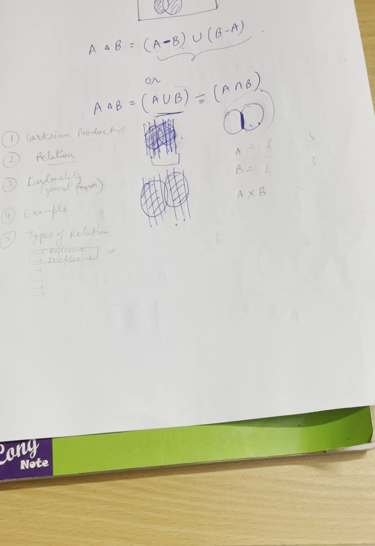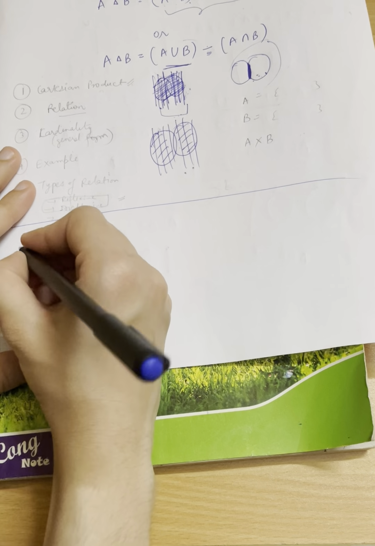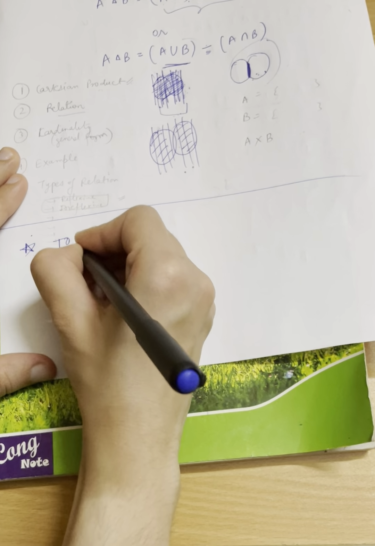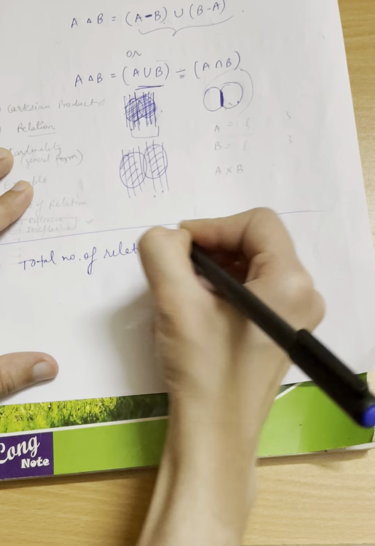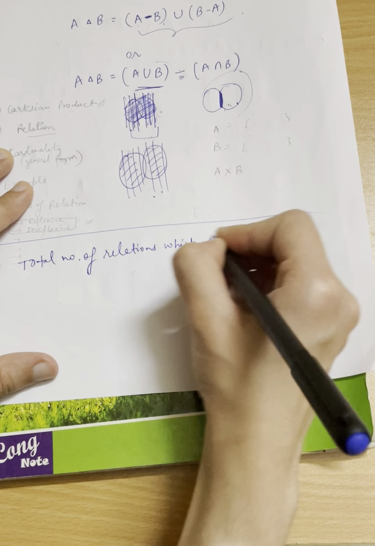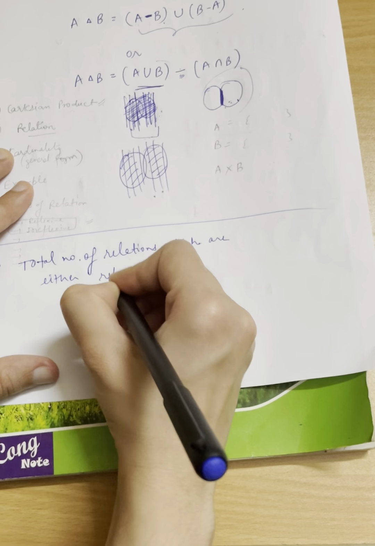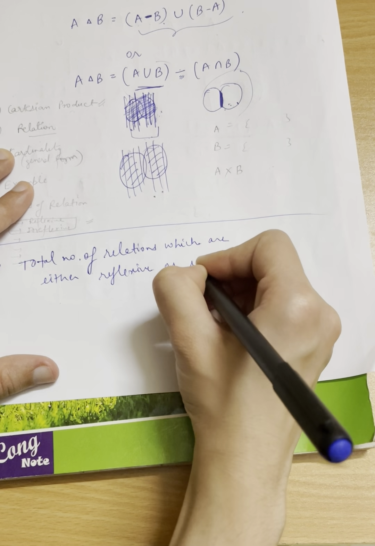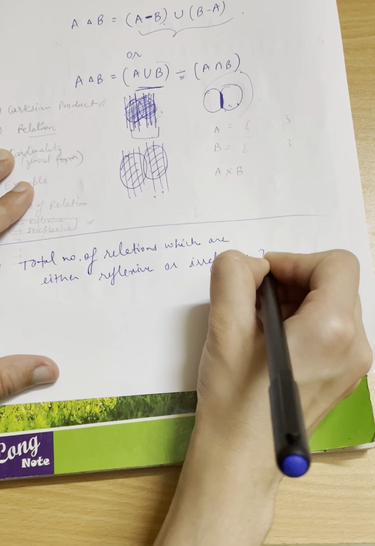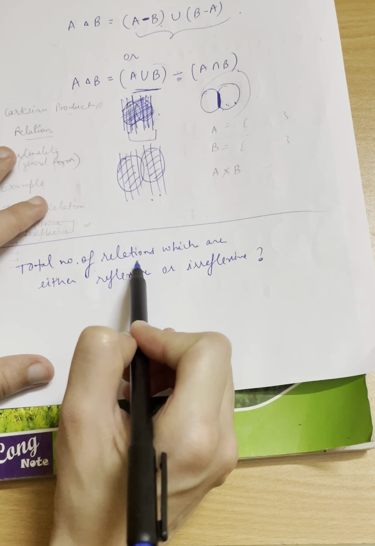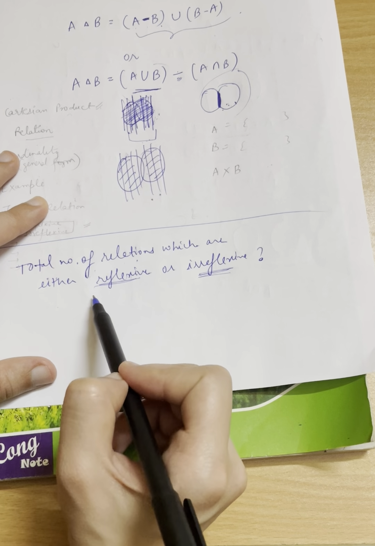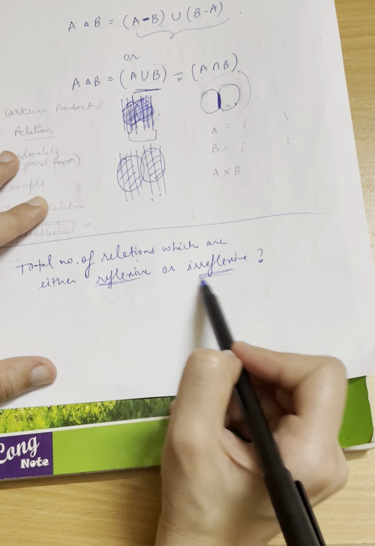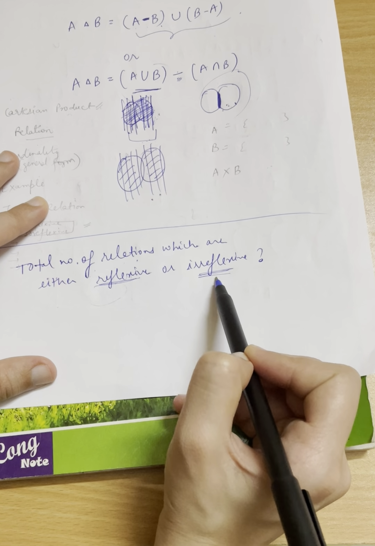Okay, one question arises, if someone asks the total number of relations which are either reflexive or irreflexive. What do you mean by this? It means you need to find the total number of relations which are either reflexive or irreflexive. So for reflexive all the x comma x pairs should come. For irreflexive, all the x comma x pairs should not come.